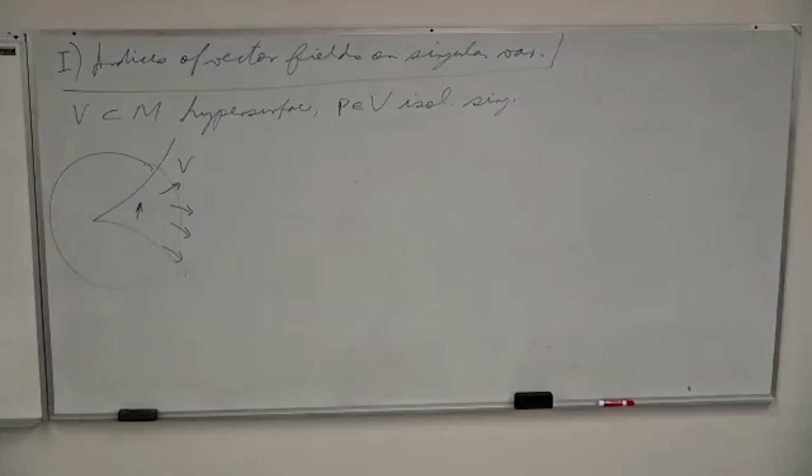Now, what is the index? Well, it depends on what you want, what properties you want. The Poincaré index has many properties. When you go to the singular variety, you cannot have all of them at the same time. So it depends on what you want. And there are several notions.